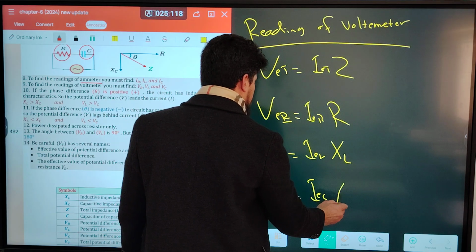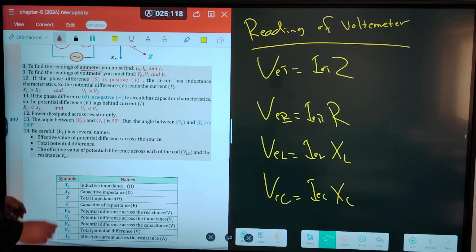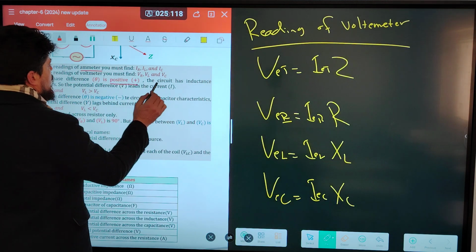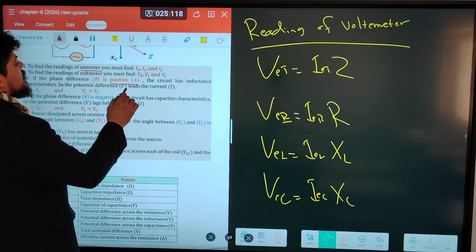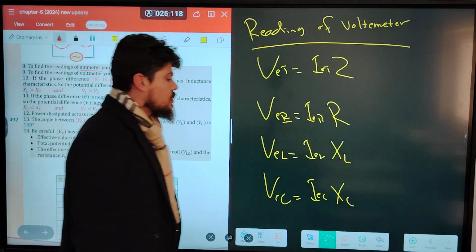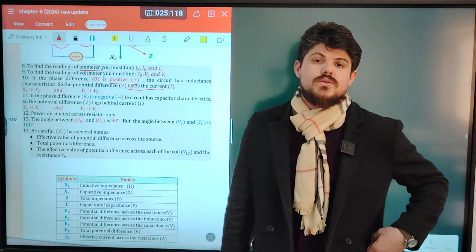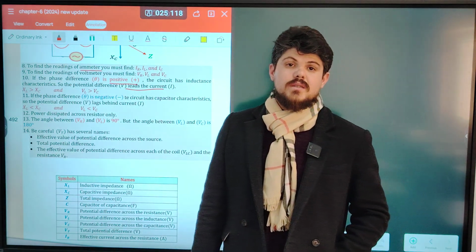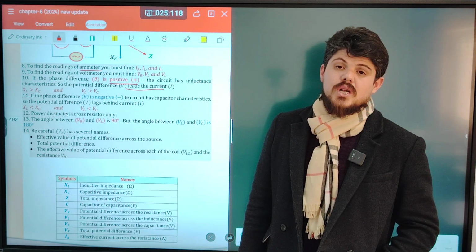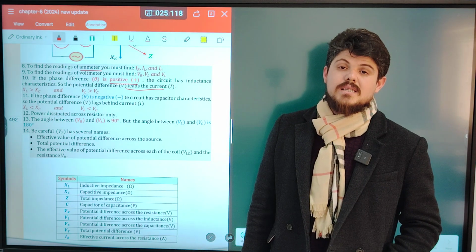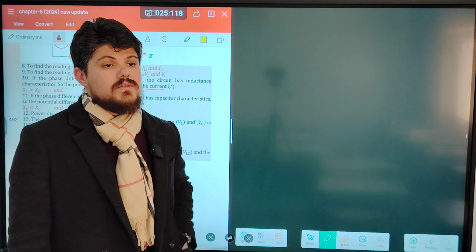VEC, IEC times XC. If the phase difference is positive, the circuit has inductance characteristics, so the potential difference leads the current. So when does the potential difference lead the current in a circuit that consists of resistance, inductance, and capacitance? If the potential difference across inductance is less than the potential difference across the capacitance, theta becomes negative.